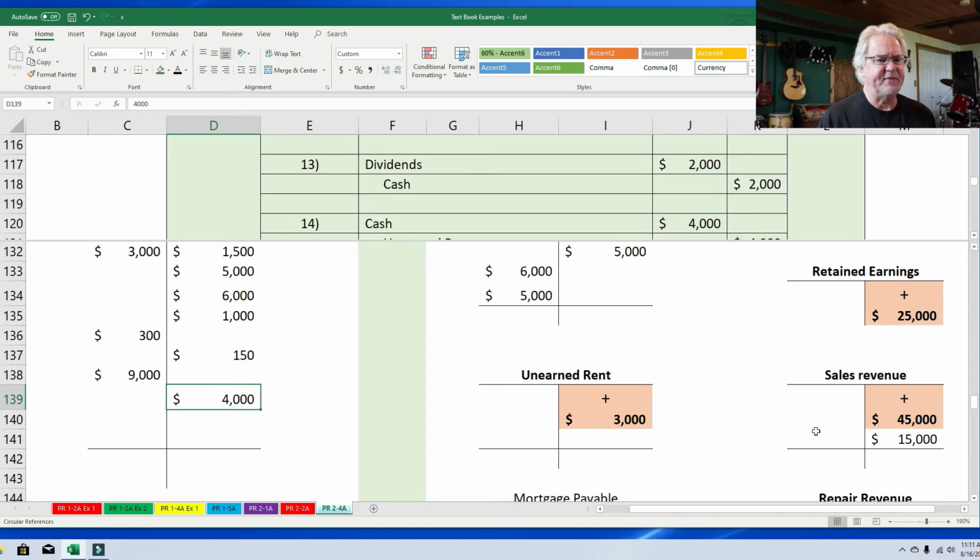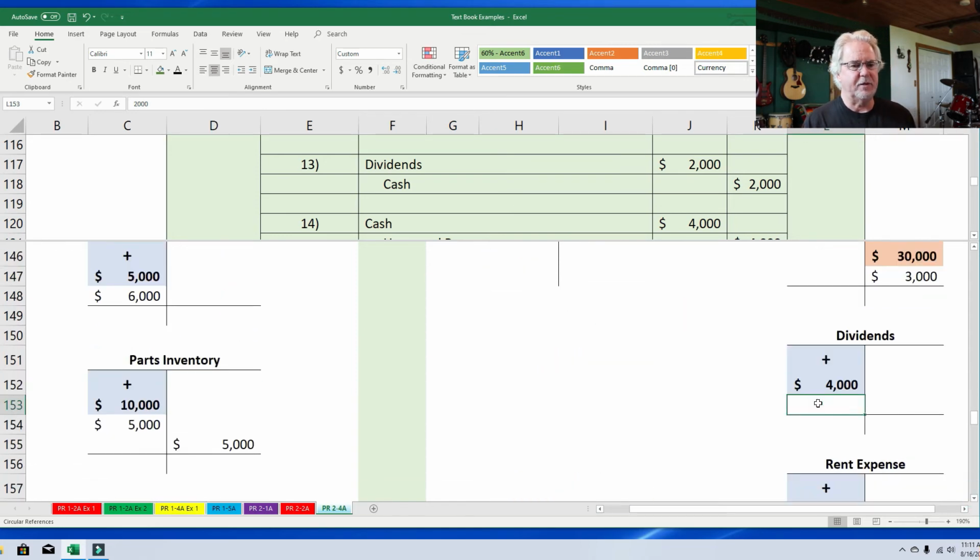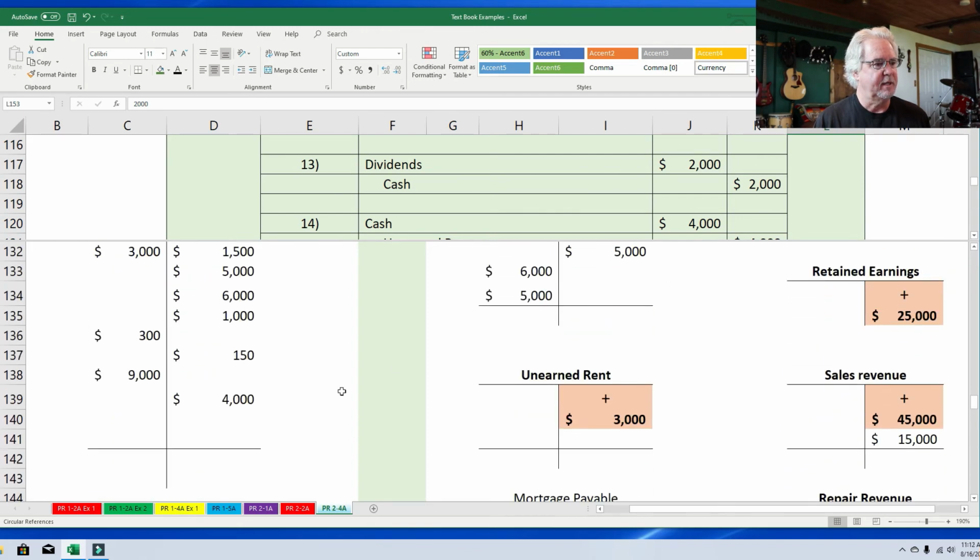Number 13, dividends, $2,000. Now, dividends are, as you know, when the owner withdraws money out of the business. But it's not for doing his job. It's not for repairing snowblowers. It's for personal reasons. So dividends and expenses, they behave the same way, even though they're not the same thing. So there we go. Got dividends done. Cash is on the right-hand side. Cash is being spent.